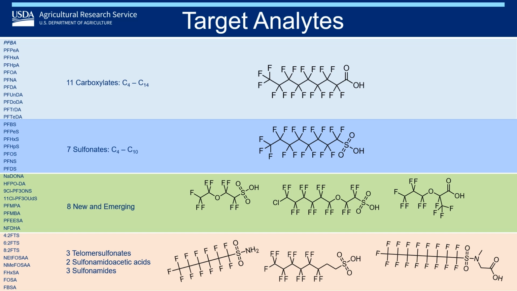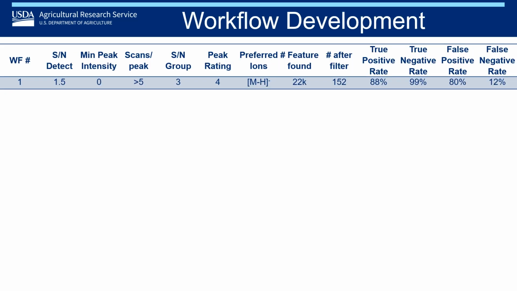So this gave us a good broad grouping of PFAS to test our different workflows on. Our first workflow that we ended up testing had very broad features, including a low signal-to-noise ratio and a low peak rating. This was to test just how many features we could find, and as well how many of those PFAS that we spiked in we'd be able to see within this.